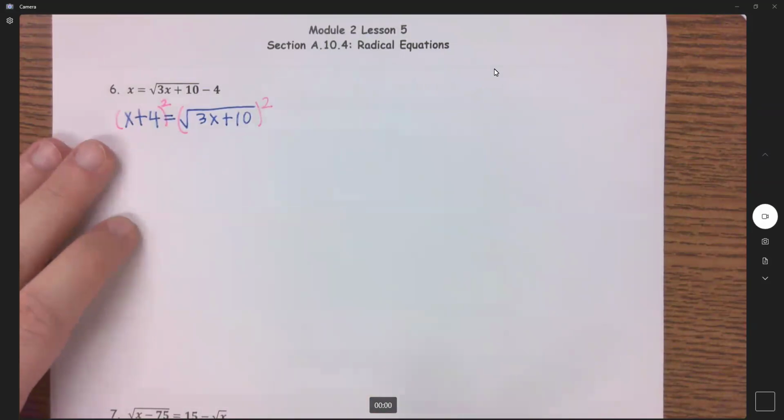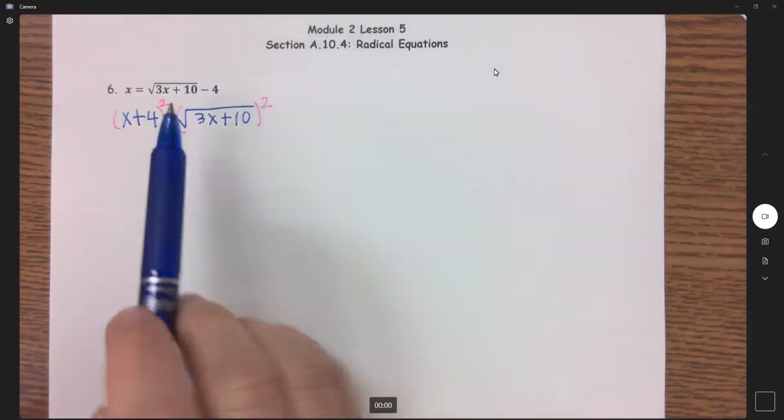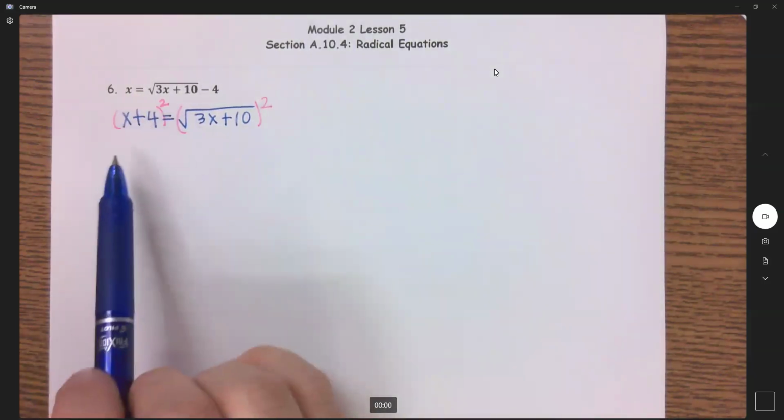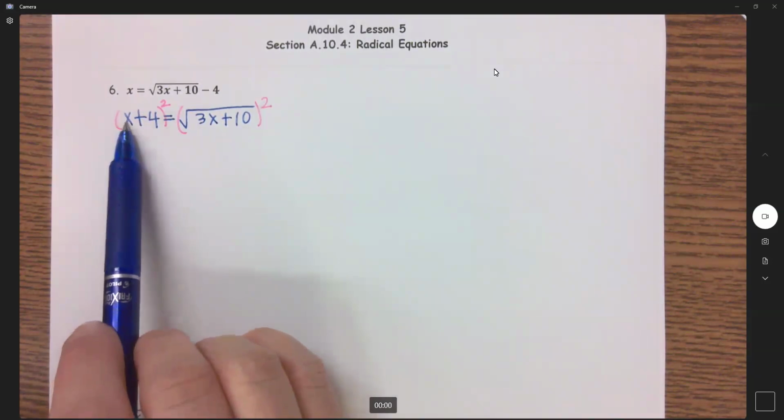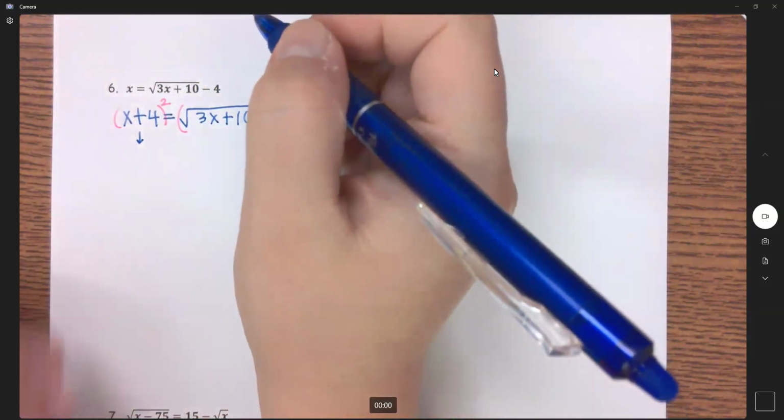We have done this before in Module 2, Lesson 1, when we were going over the difference quotient. We came off to the side. There was a little square in that bottom right-hand corner. You cannot just distribute this square and say that this is x squared plus 16. What we need to do is expand this out.